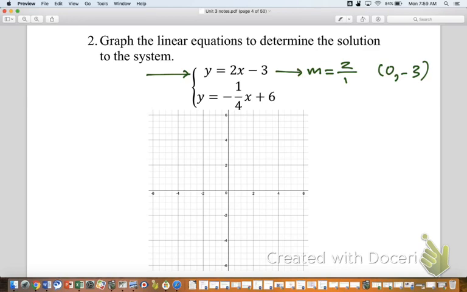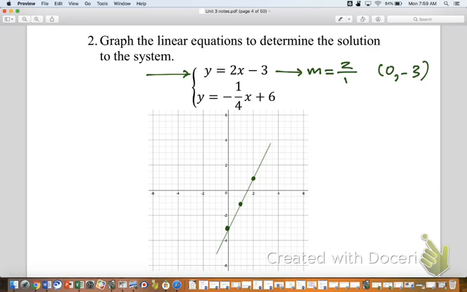So we're going to graph this. 0 comma negative 3 is right there. And then we go up 2, right 1, up 2, right 1, that sort of pattern there. And I get my line in there, and it does something like that. Okay, and then the other one, we're going to go with a nice blue line here.